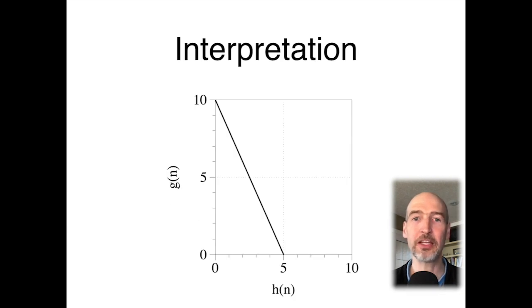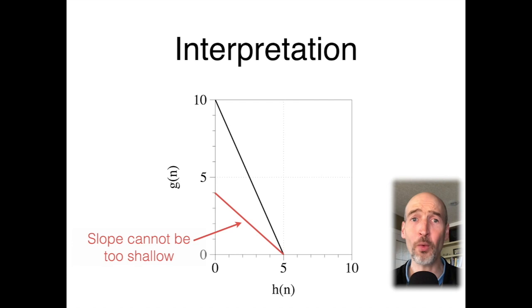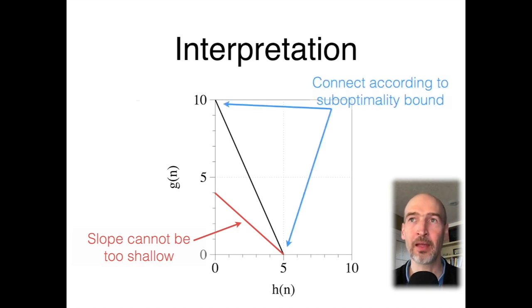Let's look at an interpretation of what these requirements mean. One thing they say is the slope can't be too shallow. Here on the h-axis we're connecting 5, and normally we connect 5 to 10. This says we can't connect 5 on this line to 4, as that would be too shallow of a slope. It also says we should be connecting these points from the h-axis to the g-axis according to the suboptimality bound. So if we have a bound of 2, then 5 on the x-axis should be connected to 10 on the y-axis, or an h-cost of 5 and a g-cost of 0 should be equivalent priority to a g-cost of 10 and an h-cost of 0.